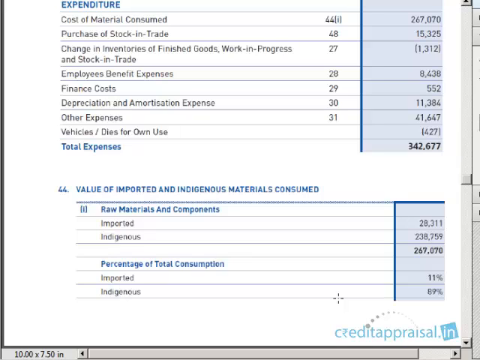With this we have come to the end of the chapter on raw material. So far we have completed 2 items in CMA data, that is sales and raw material. In the next segment we are going to discuss some other expense items in the P&L account.